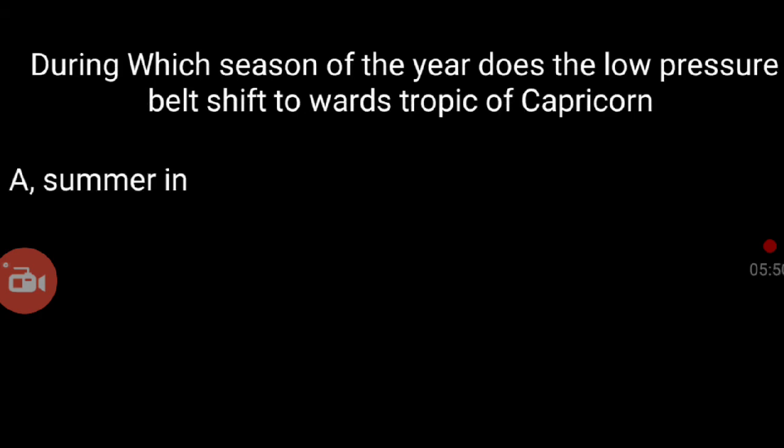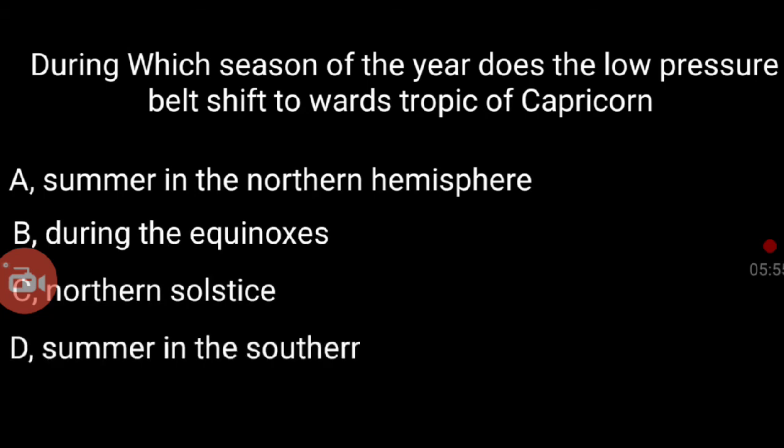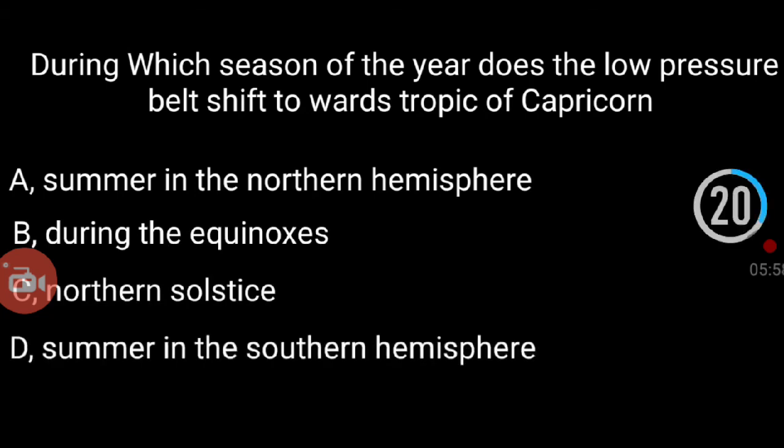During which season of the year does the low pressure belt shift toward the tropic of Capricorn? Summer in Northern Hemisphere, tropic of Capricorn, during the equinox northern, summer in Southern Hemisphere.